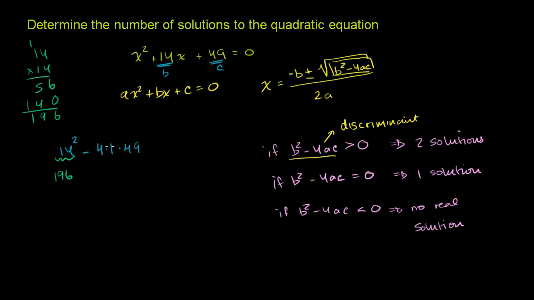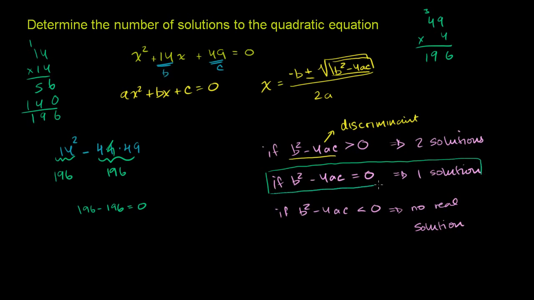And we could ignore the 1. What's 4 times 49? 4 times 9 is 36. 4 times 4 is 16. Plus 3 is 19. So you get 196. So this right here is 196. So b squared minus 4ac is 196 minus 196. So 196 minus 196 is equal to 0. So we're dealing with a situation where the discriminant is equal to 0. We only have one solution.